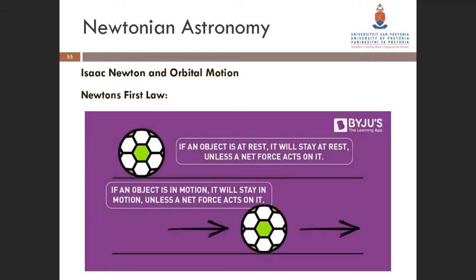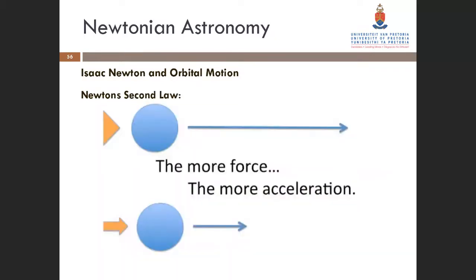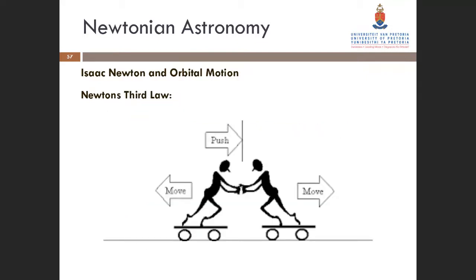So just a recap on Newton's three laws. If an object is at rest, it will stay at rest unless a net force acts on it. And if an object is in motion, it will stay in motion unless a net force acts on it. The second law: the more force, the more acceleration, short and sweet. Then the last law is every action has an equal and opposite reaction.